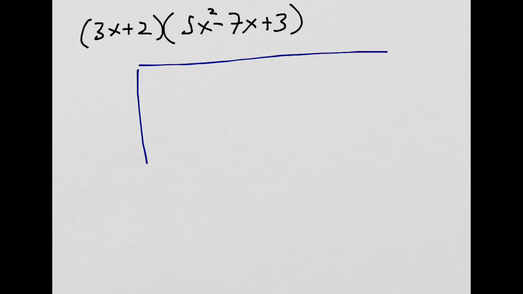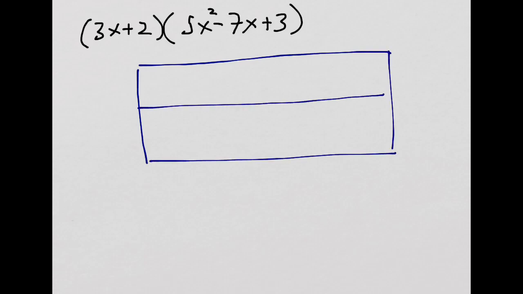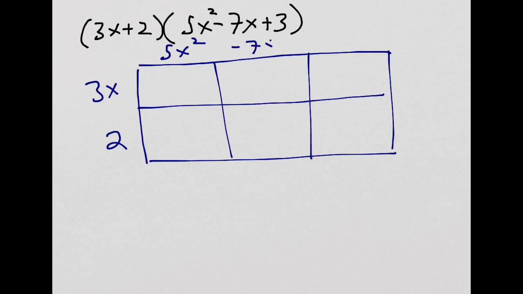Right, so what we're going to do is make a box here with 2 rows and 3 columns. And we're just going to put these corresponding values here. So we've got the 3x, and then we'll put the 2 down on the second row. And for the columns, we'll put the 5x squared minus 7x plus 3. And now we can just multiply the corresponding entries together.